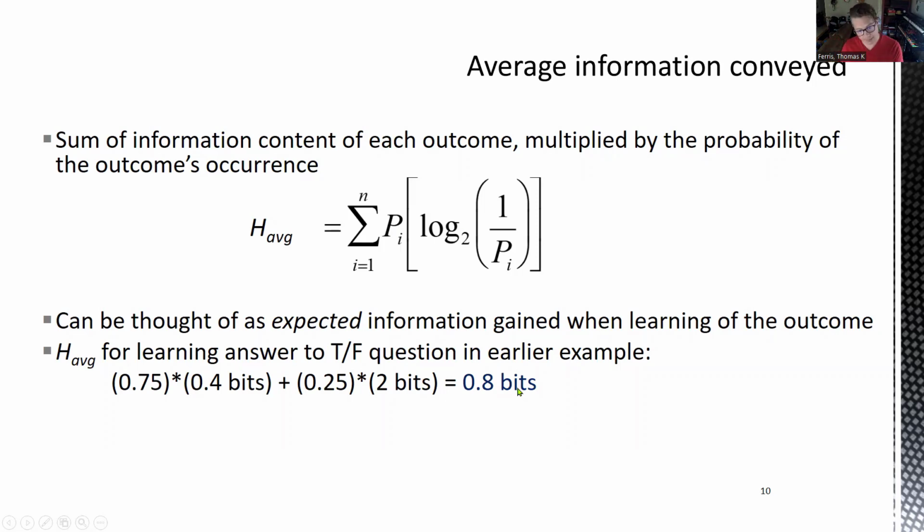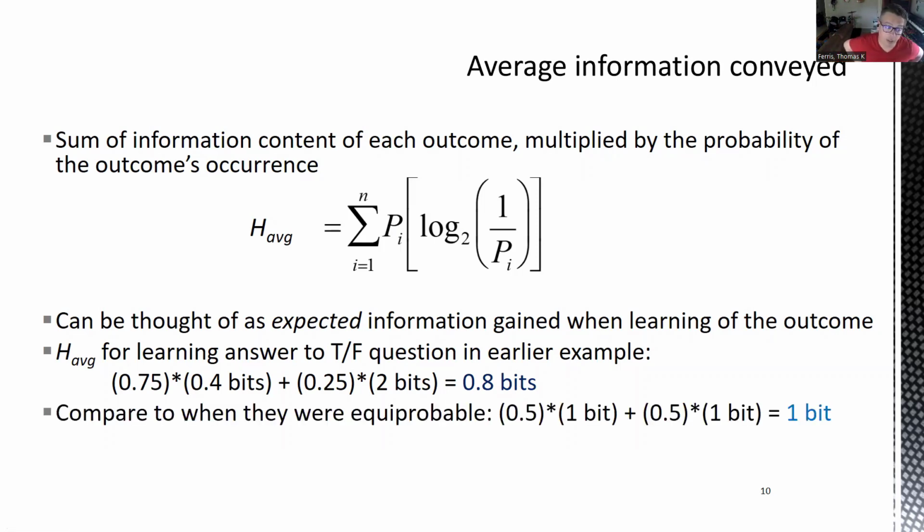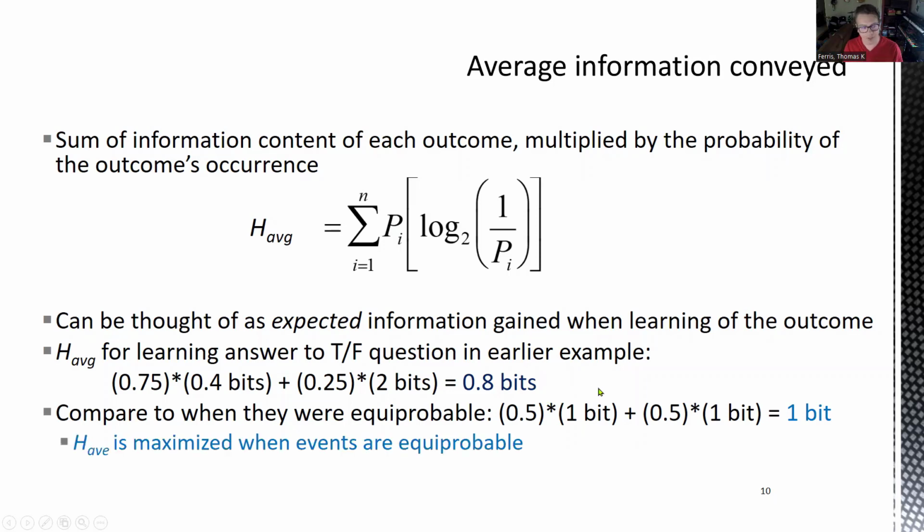Now we can compare this with when they were equiprobable. Remember when it was 50-50 true or false? This is interesting because what this shows is that on average, I gain the most information when events are closer to being equally likely. When events are equiprobable, you have the maximum expected information per observing that outcome. So 1 bit being the maximum value there.